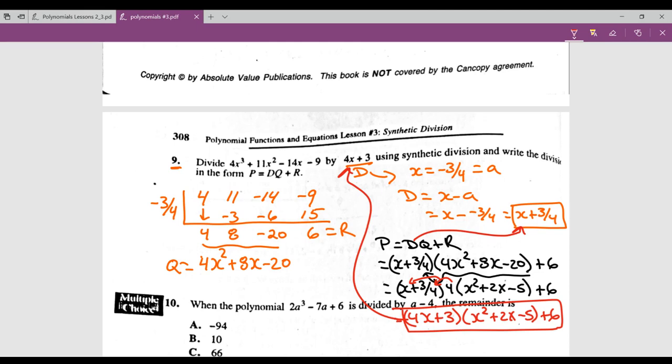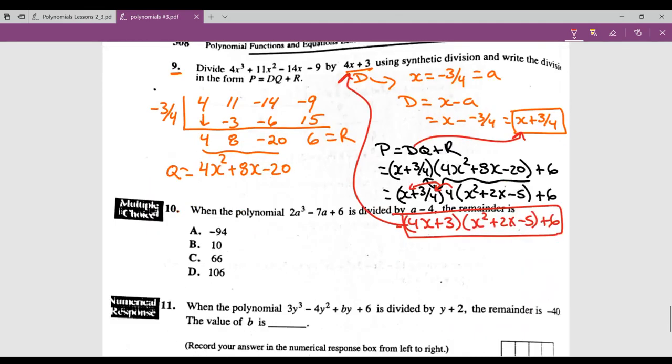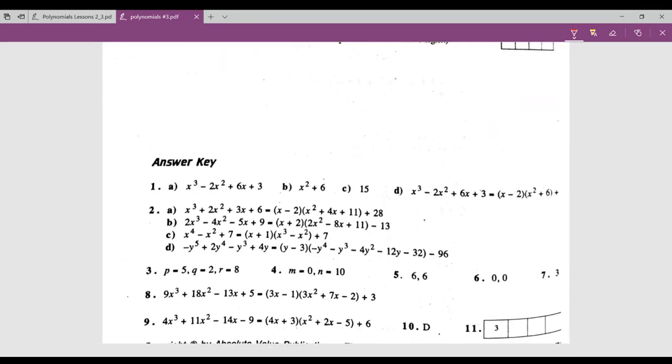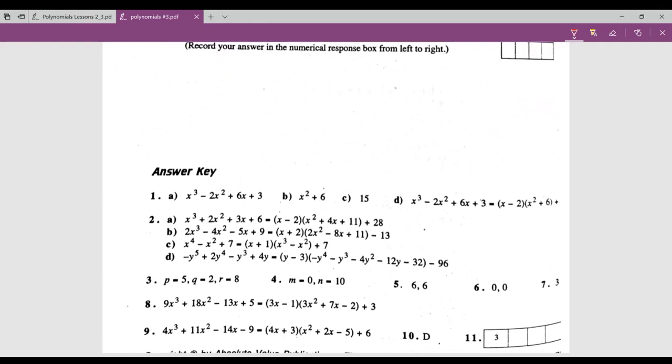Okay, that is it. Asked you guys to do 8 and 9, so hopefully you did. And let's make sure we got number 8, and there it is right there. Number 9 is correct. Okay.